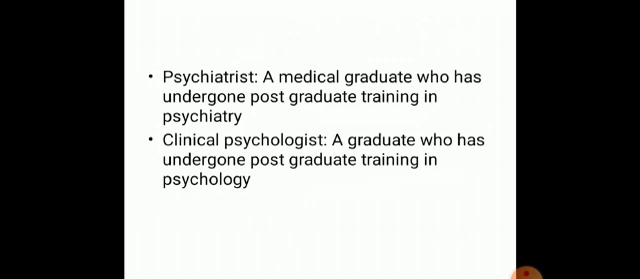Then who is a psychiatrist? Is there a difference between a psychiatrist and a clinical psychologist? Definitely. A psychiatrist is a medical graduate who has undergone postgraduate training in psychiatry, and a clinical psychologist is a graduate who has undergone postgraduate training in psychology.